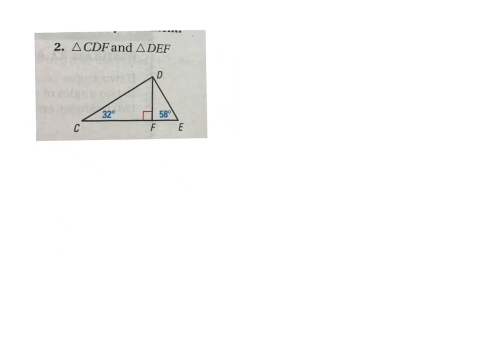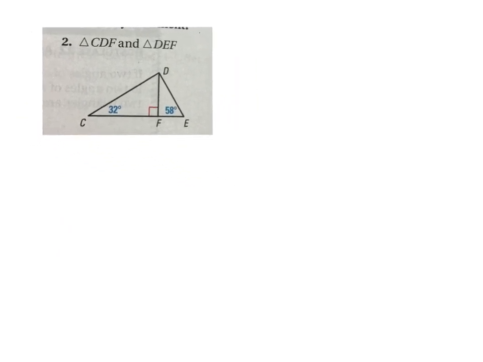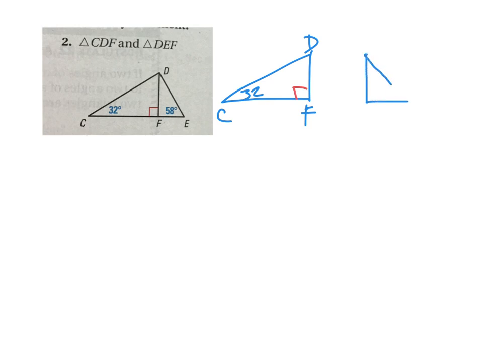All right, so let's look at this number 2. So again, we have triangle CDF and DEF. So it's breaking them up into this, and I'm super visual, so I always redraw them separate. Okay, this is D, this is F, this is C, and I know it's 32. And then I know this one is a right angle. And then I'm going to draw my little triangle. And this is D, this is F, and this is E, and I know this one is 58.